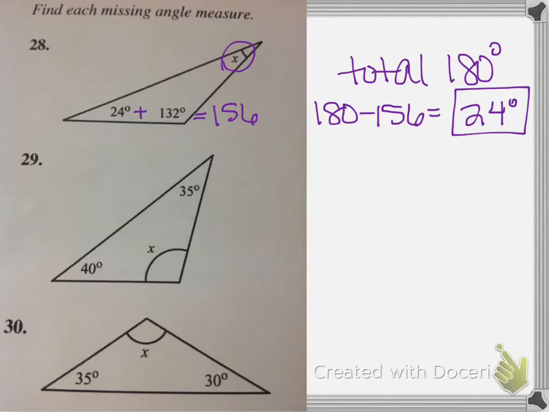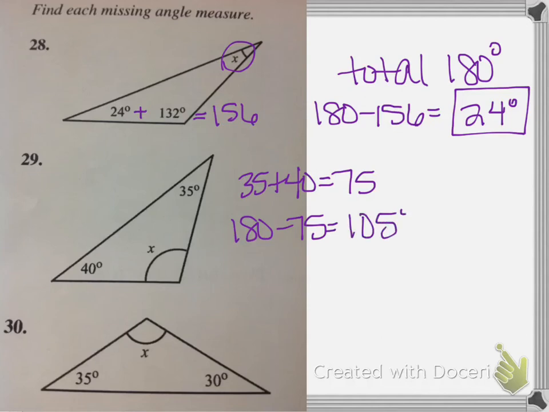So on the next triangle, 35 plus 40 is 75, and then we have to do 180 minus 75, and that's going to be 105 degrees for your missing angle.